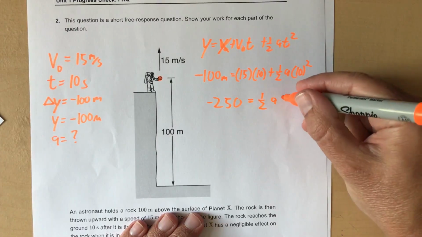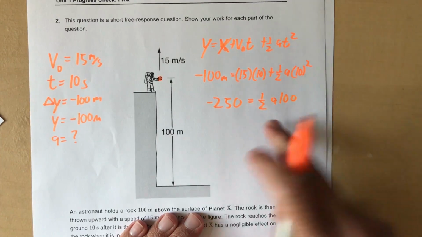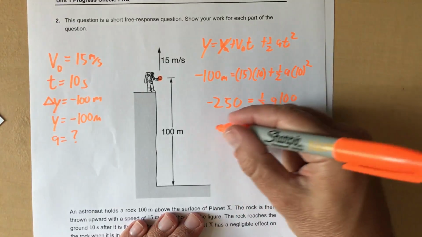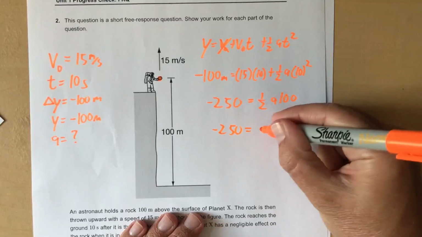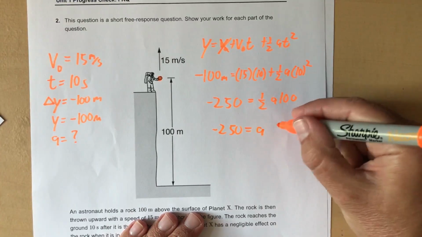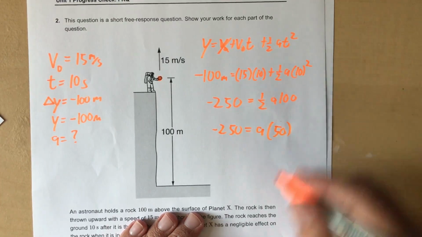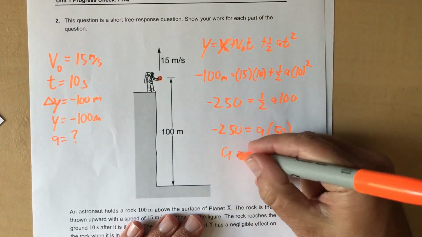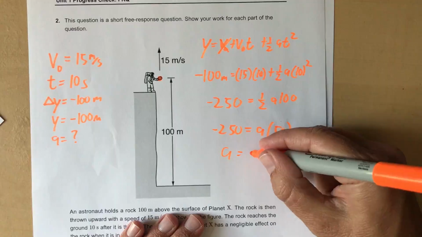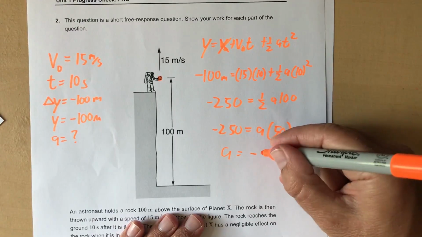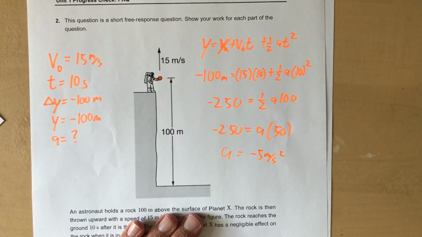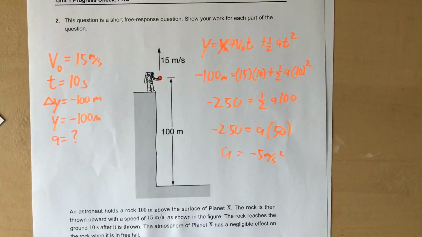I'm going to go ahead and square the 10, so you get 100. 1/2 times 100 is 50, so negative 250 is equal to a times 50, and then divide each side by 50 to solve for a. So a is equal to negative 250 divided by 50, which is negative 5 meters per second squared. So basically half of what it is on Earth.